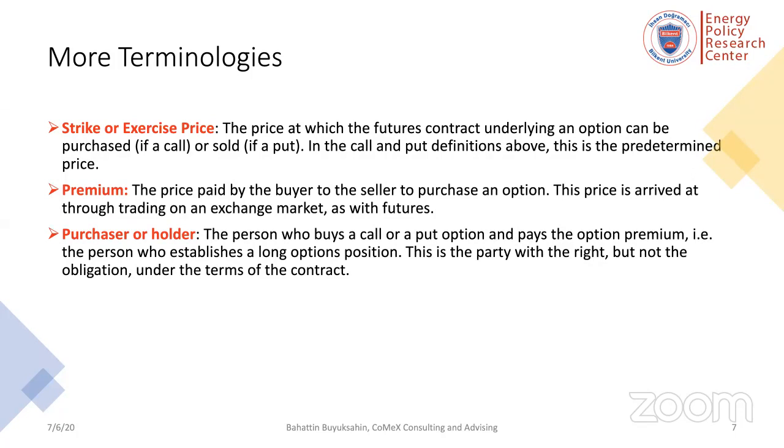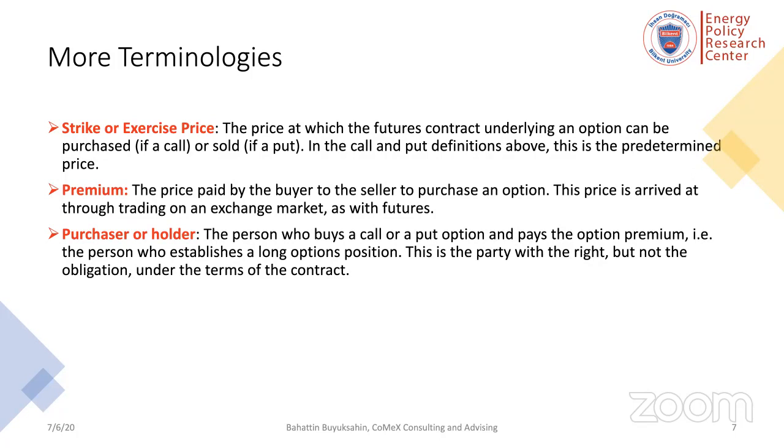The option premium is determined through trading on an exchange market. Therefore, we should expect to see different option premia for different strike prices. While the strike price does not change, the option premium fluctuates during the day. Effectively, the exercise of a call gives the option purchaser a long position in the futures market in the underlying asset at the option strike price. The exercise of a put option gives the option purchaser a short position at the option strike price.